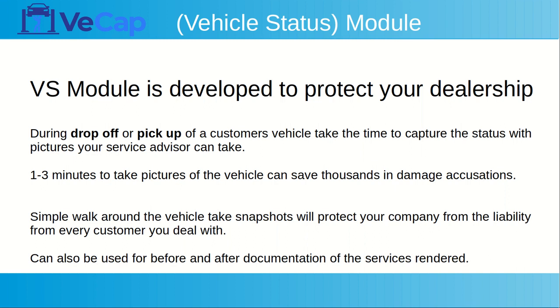The Vehicle Status module was developed to protect your dealership. During drop-off and pickup of a vehicle from a customer, you can take pictures and tie them to the repair order agreements for further documentation, even if you need that documentation for some type of legal action. You have that status of that vehicle, and it's tied to that individual agreement during that individual repair order visit.